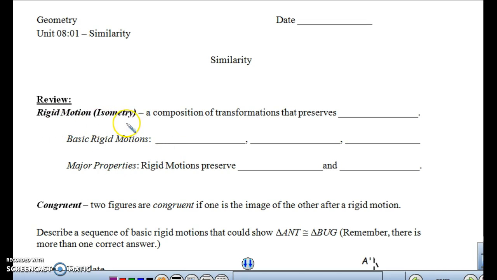A rigid motion, or an isometry, is a composition of transformations that preserves distance. Now, we talked about these when we did transformations. The basic rigid motions, the ones that preserve distance, are reflections, rotations, and translations. All three of those preserve distance, so they are called rigid motions or isometries.